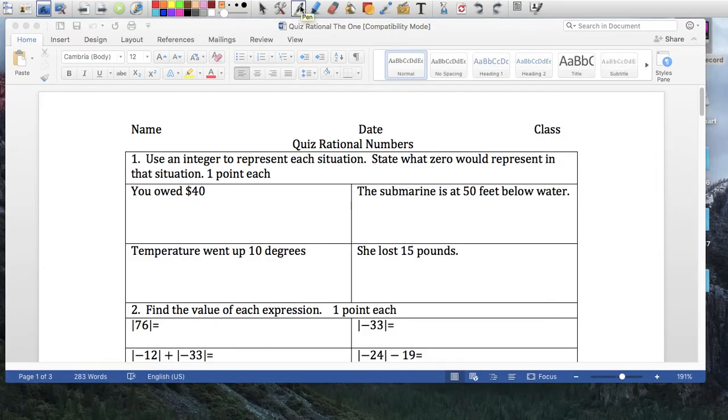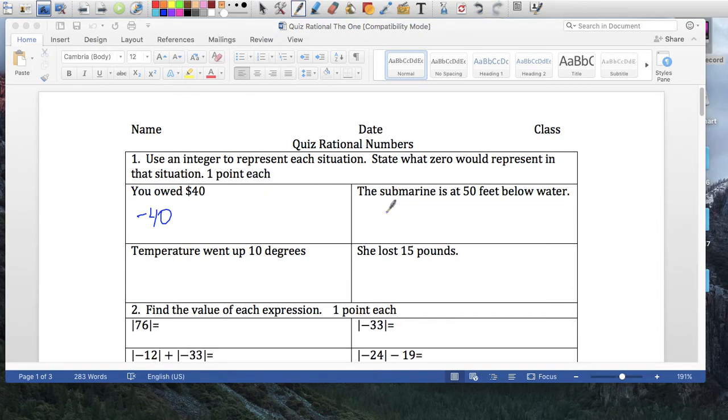First one, use an integer to represent each situation. State what 0 would represent in each situation. 1 point each. So you owe $40 can be represented with a negative 40 integer. What would 0 mean in this situation? 0 would actually mean that you owe nobody anything. You don't owe anything. You owe nothing. That's what I'm trying to say. Okay, so 0 will represent that you owe nothing.